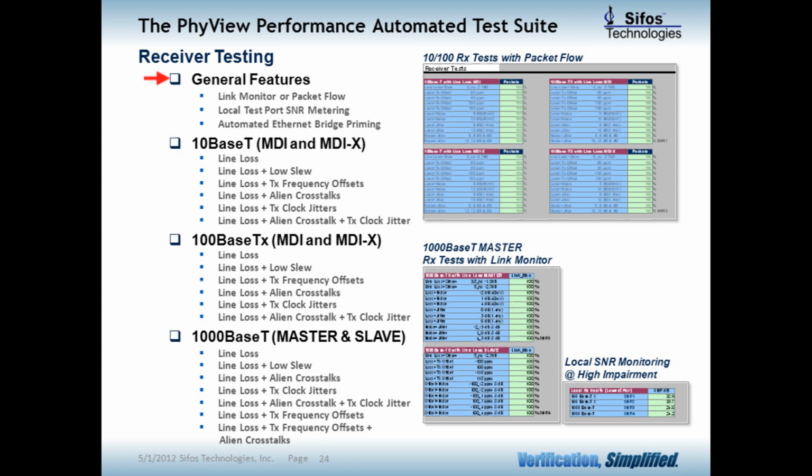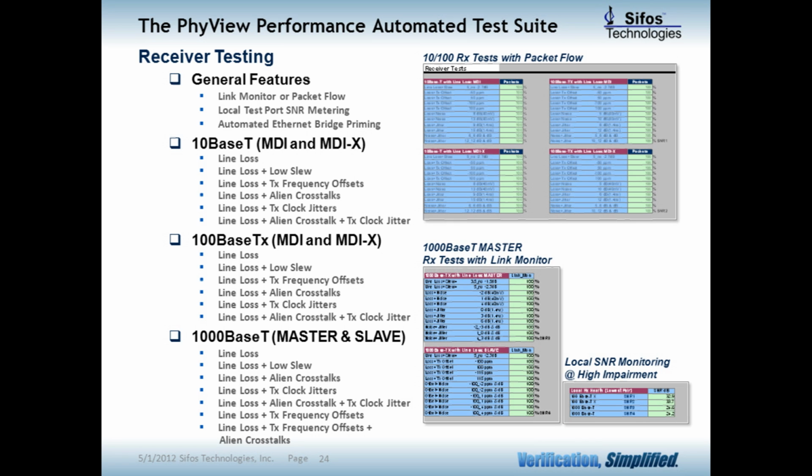All receiver tests incorporate a range of impairments and utilize local test port SNR metering to assure that those impairments do not adversely affect link stability on the test port side of the link. Tests also include logic to support Ethernet switch bridge priming as required for packet flow testing. As with transmitter testing, 10 base T and 100 base T interfaces are tested with both MDI and MDIX connections.